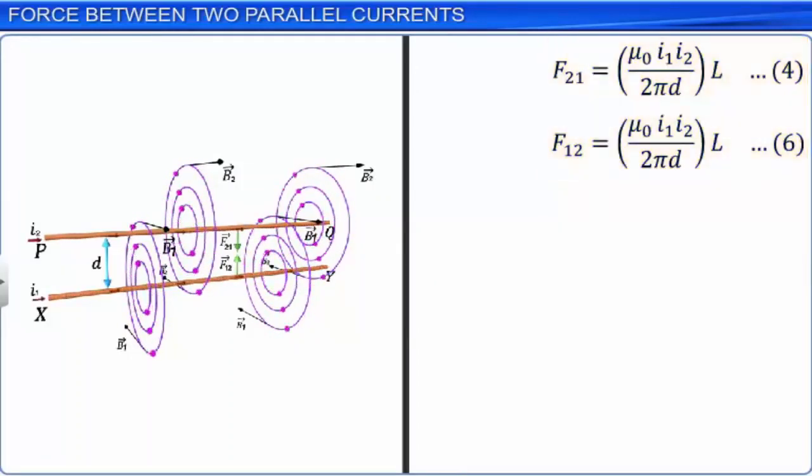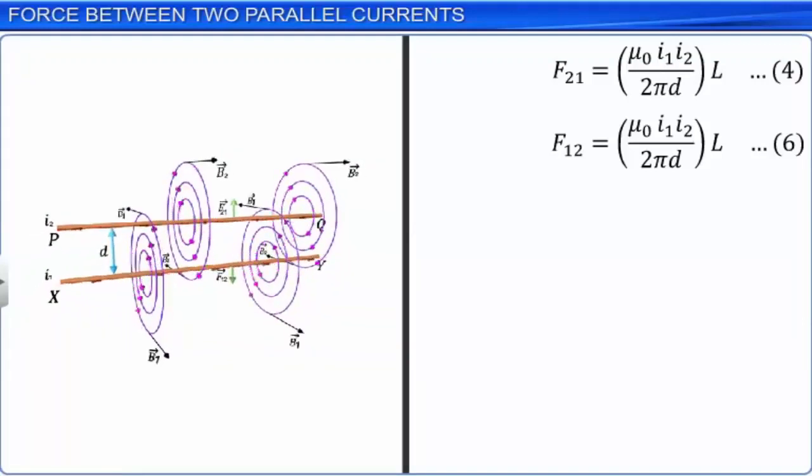Hence, if the currents in the two parallel straight current-carrying conductors are in the same direction, the two conductors attract each other. On the other hand, if the currents in the two straight parallel conducting wires are in opposite directions, then the forces exerted by the conductors on each other are equal in magnitude but repulsive in nature. Thus, they repel each other.